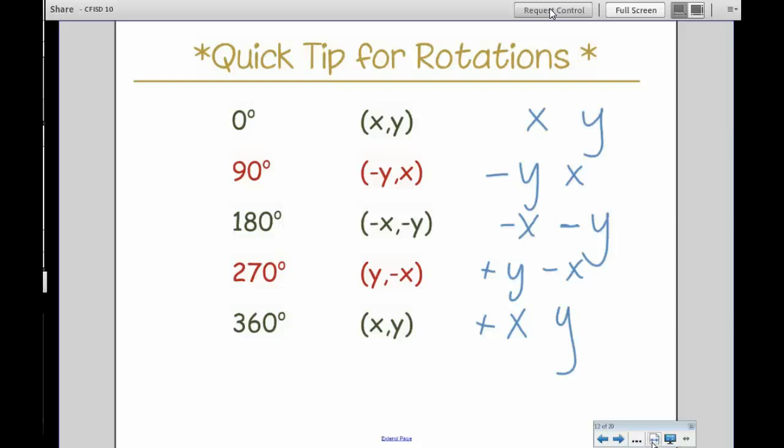Write A prime, B prime, C prime. Write A double prime, B double prime, C double prime, and A triple prime, B triple prime, C triple prime. You're rotating A all 3 ways, B all 3 ways, and C all 3 ways. So your pencil should be moving, and you should be writing.